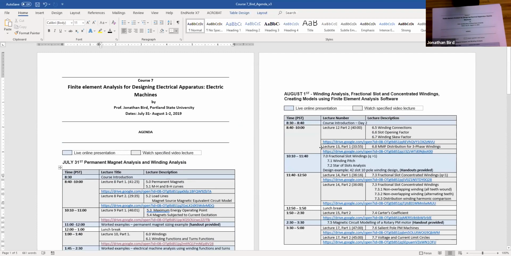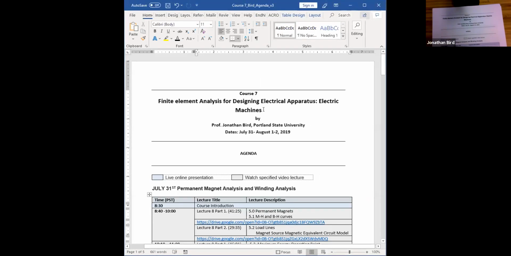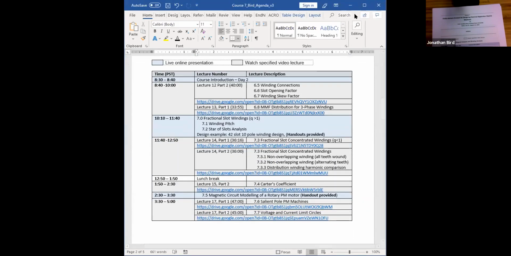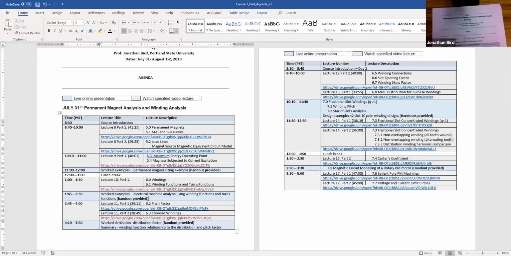Day 2 will continue with the winding analysis. Sorry, it's going to take me a little bit of time to get used to this. We'll also look at fractional slot windings, which is quite an important topic, and concentrated windings. I'll go over a design example of a fractional slot winding using a handout and the star of slots technique. Then we'll look at magnetic circuit modeling of a rotary permanent magnet machine.